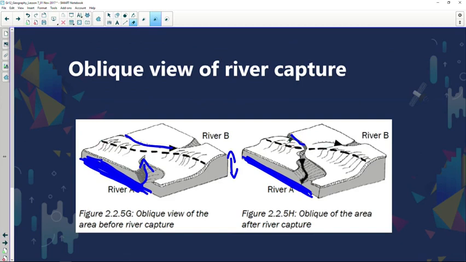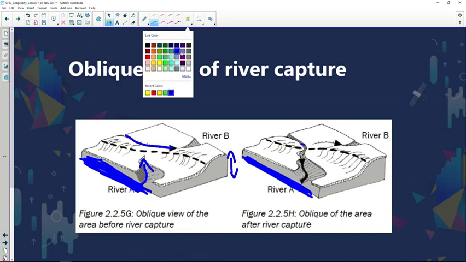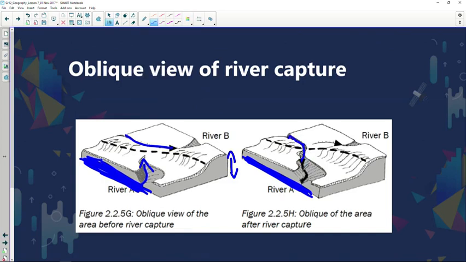Instead of River B continuing, what's happening now? It's flowing at a lower altitude to a lower altitude straight into River A. Now please bear in mind, there's a couple of characteristics that you need to pay attention to. This is River A. It's called the pirate stream. River B is the captured stream.